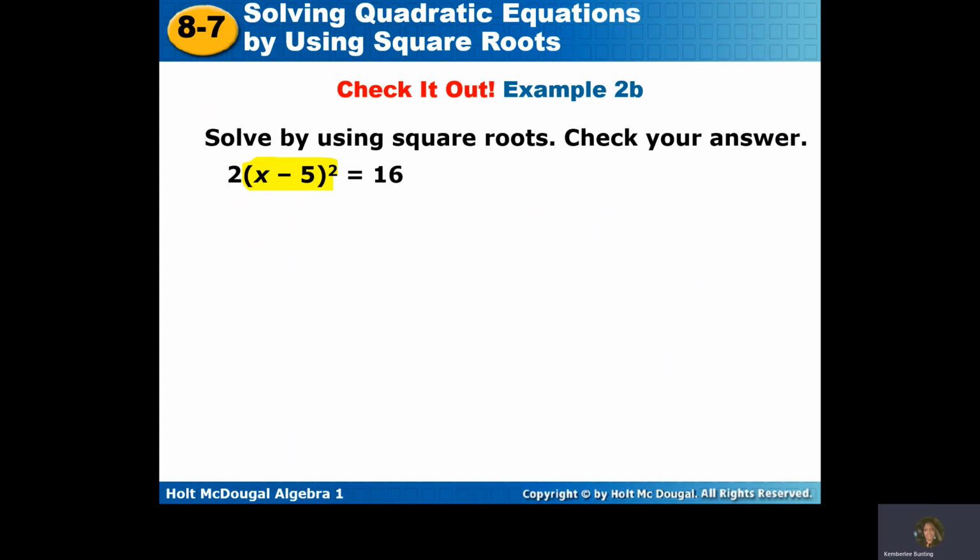Okay? How am I going to move the 2? That says 2 times, right? What's the opposite of multiplication? Division. So I'm going to divide both sides by 2.